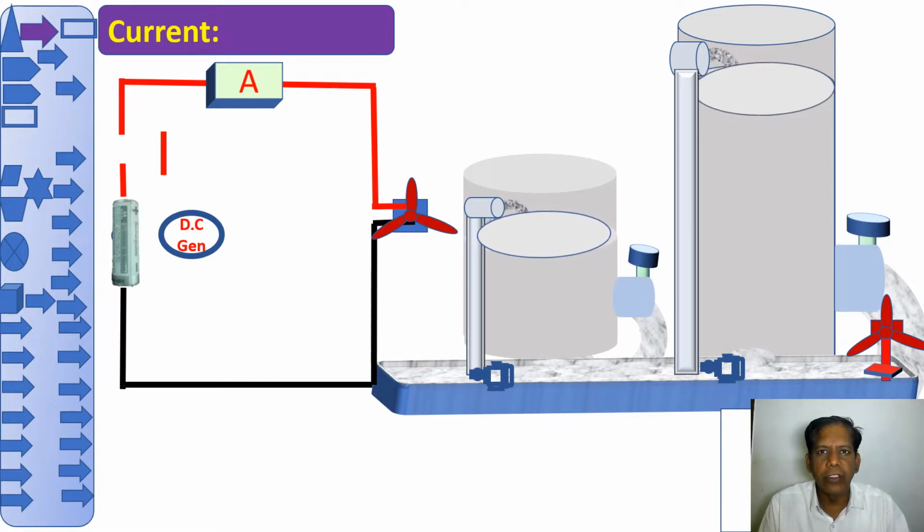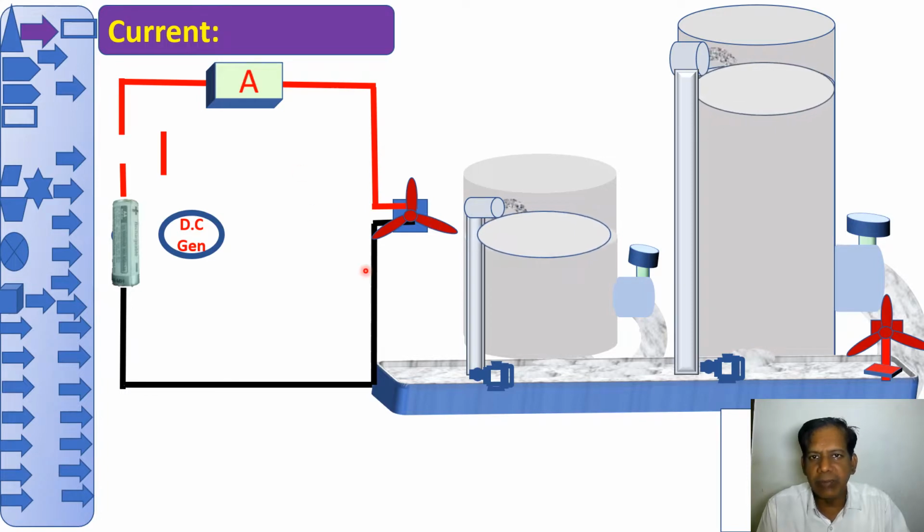Now we are going to see what is current. To understand what is current, let us see this electrical circuit. This is a battery or a DC generator, anyone we will take, and this is a switch. This is an ammeter which will measure the current flow through this circuit. This is an electrical device, which is a fan. If we operate this switch, the fan will rotate.